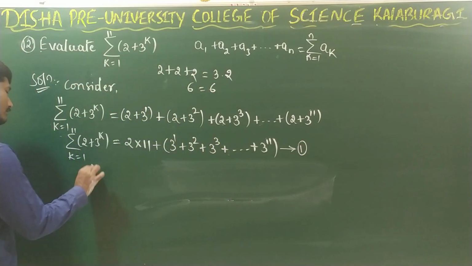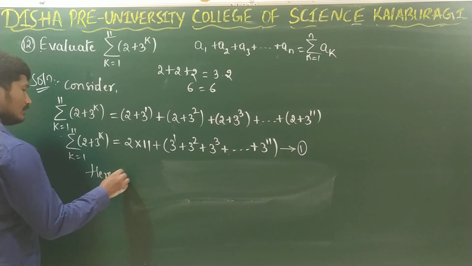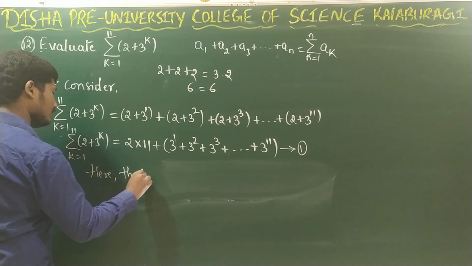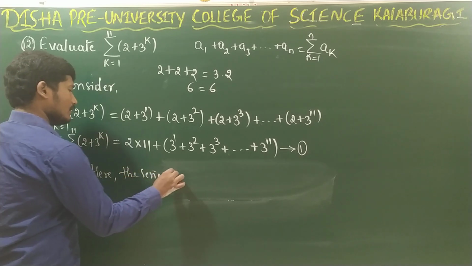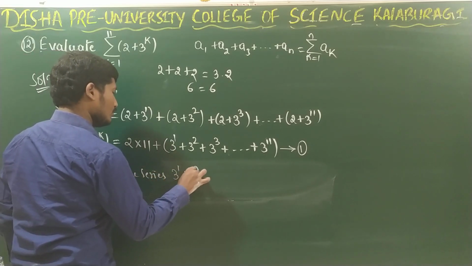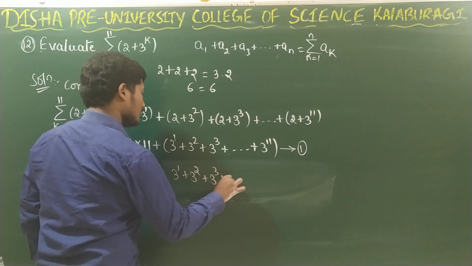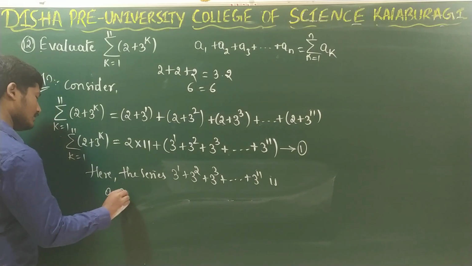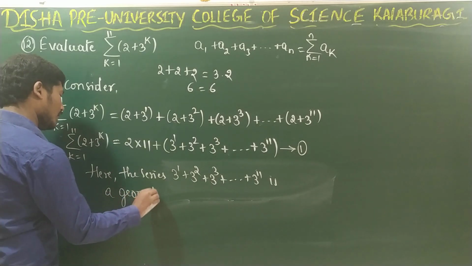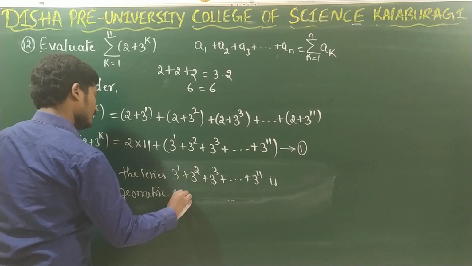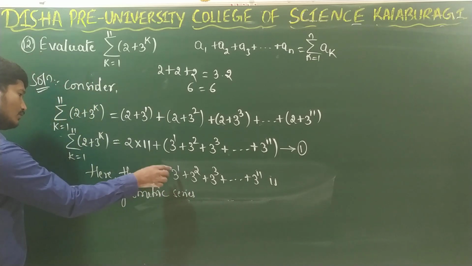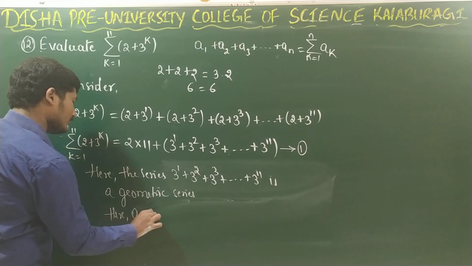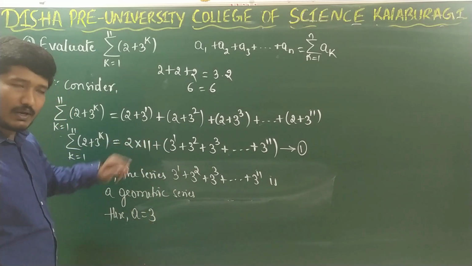Now here, the series 3 power 1 plus 3 power 2 plus 3 cube plus so on plus 3 power 11 is a geometric series. Am I right? Why? Because the ratio is common. Alright. So from this, here the value of the first term is 3. That is 3 power 1 is 3.